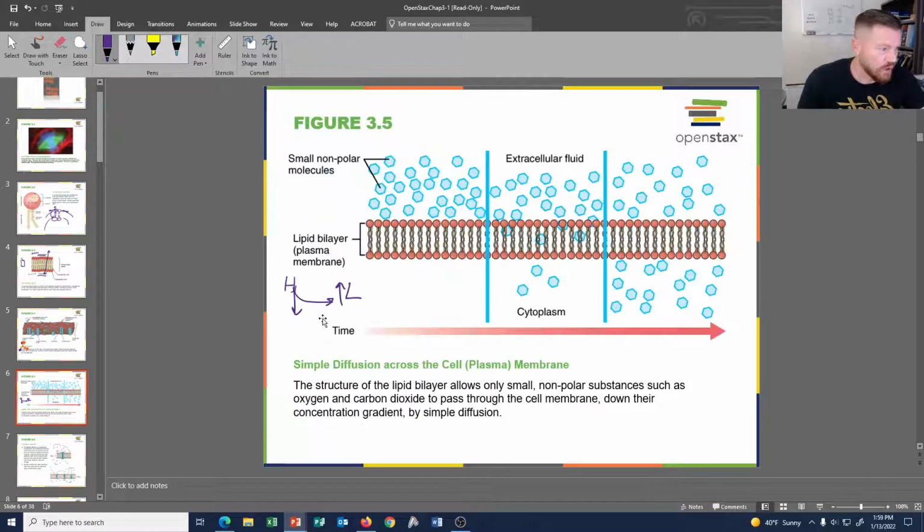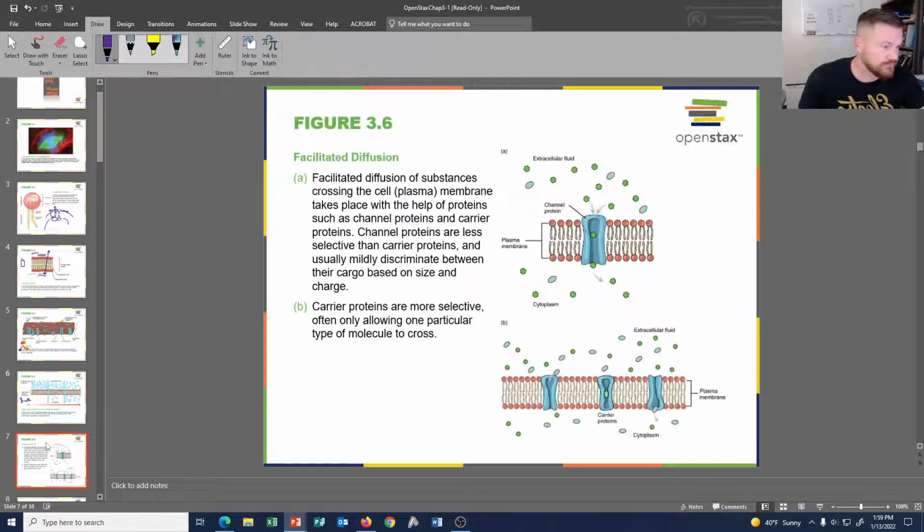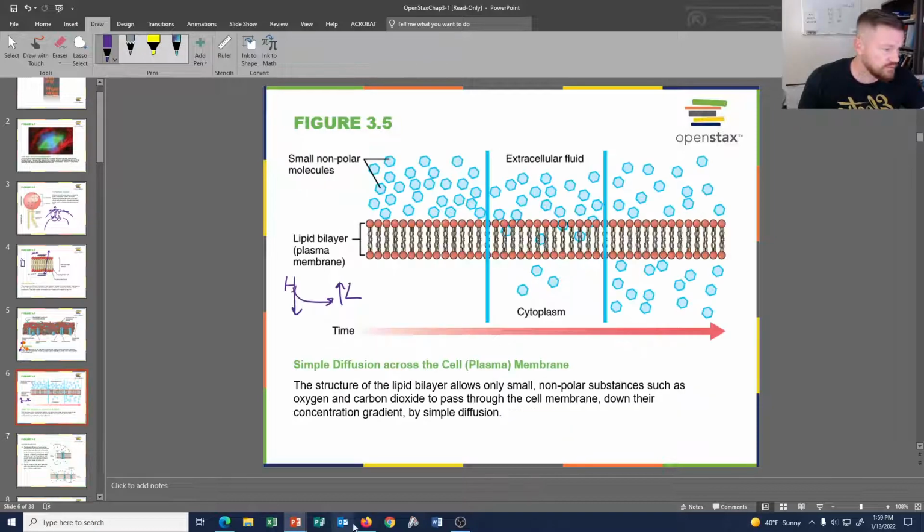passive processes require no energy for things to move across. I think that's talking about facilitated diffusion.